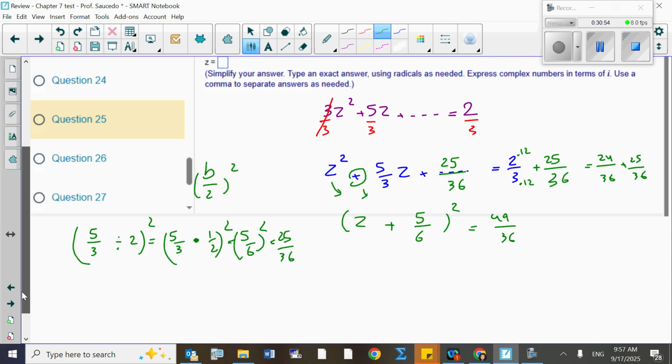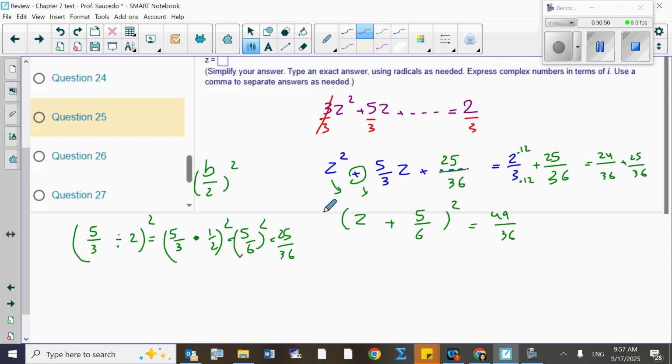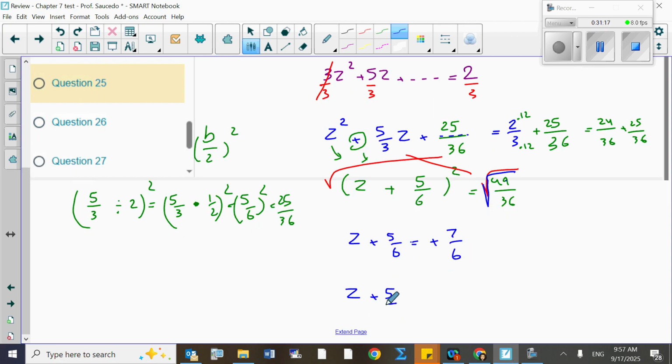Okay, now time to take a square root of both sides. You have z plus 5 over 6 equal to positive 7 over 6, because you take a square root of this number, 7 over 6, and z plus 5 over 6 equal to negative 7 over 6. Now, subtract 5 over 6.